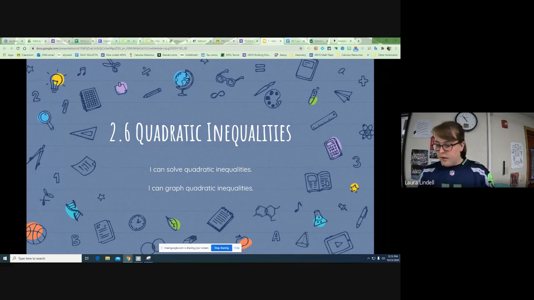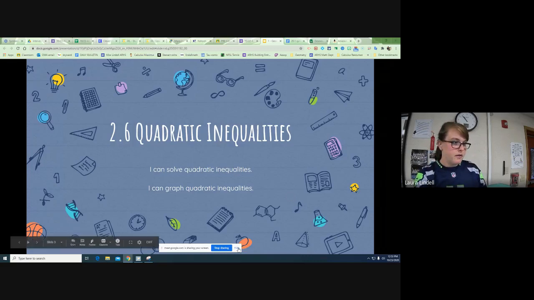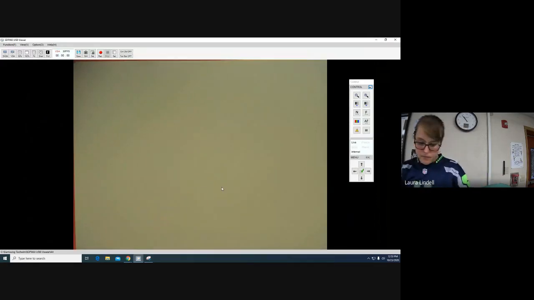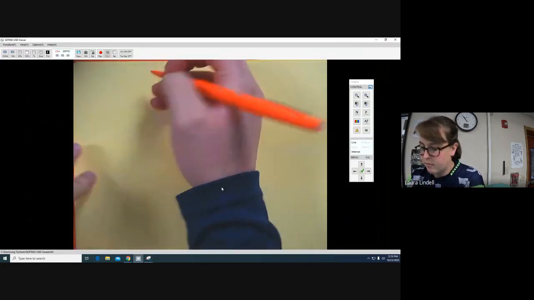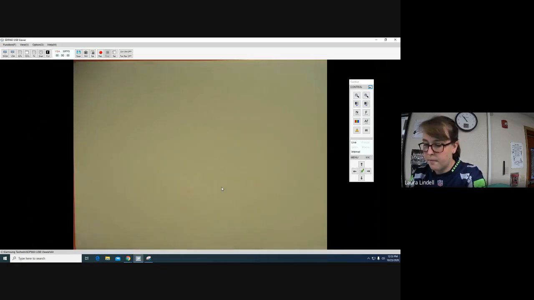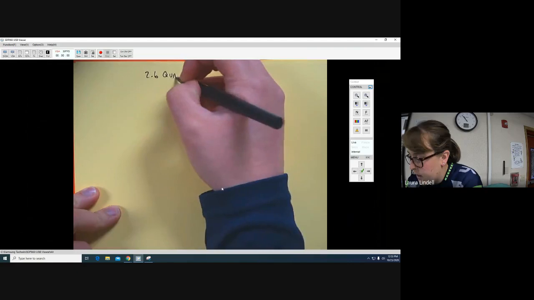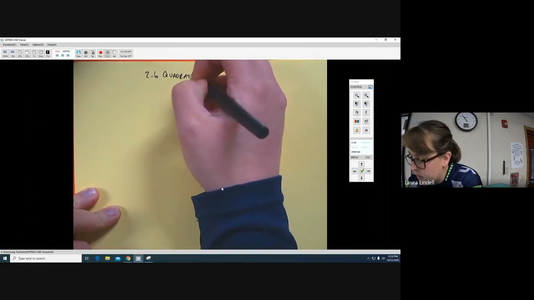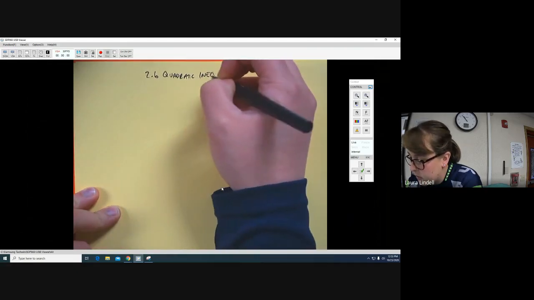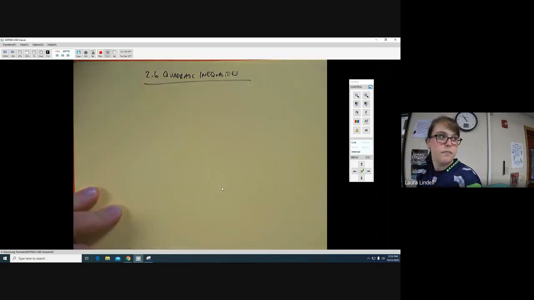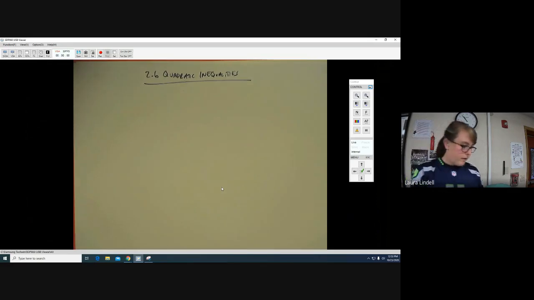So here we go. Okay. So write it in orange. 2.6 quadratic inequalities.